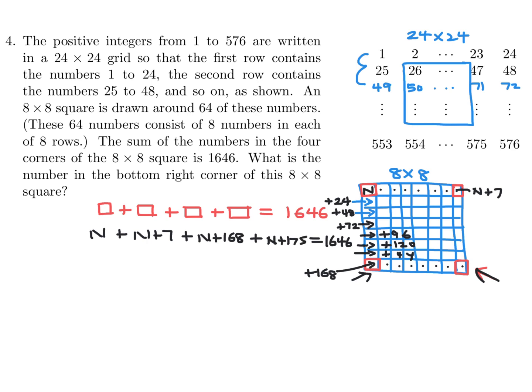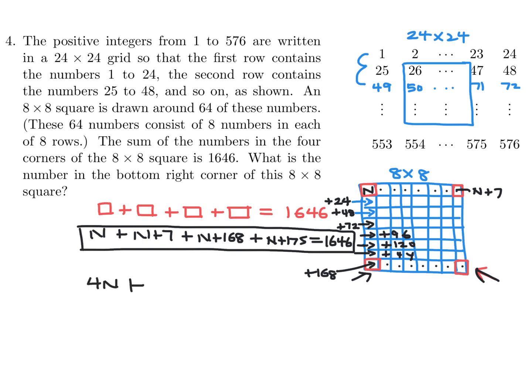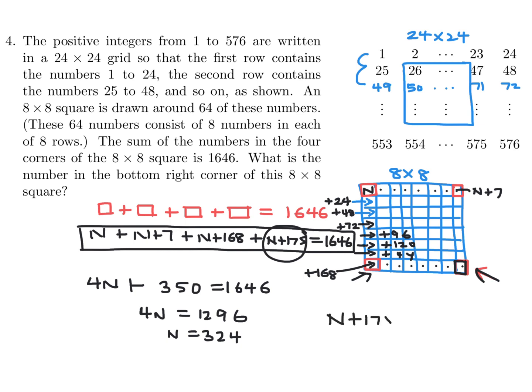Okay. All right, I got it. So now this is very easy at this point. So this is 4n plus 350, I believe. Yeah. And then that's 1646. So 4n would be 1296, and then n would be 324. But we don't want n, we want this guy. And this guy is represented by n plus 175. So n plus 175 would be 324 plus 175, 499.